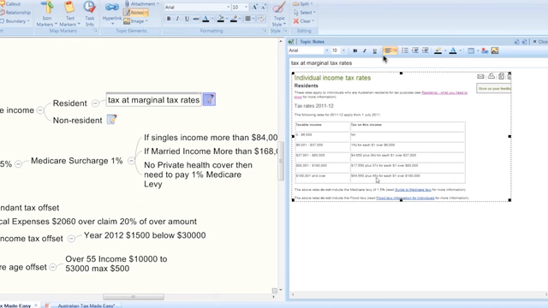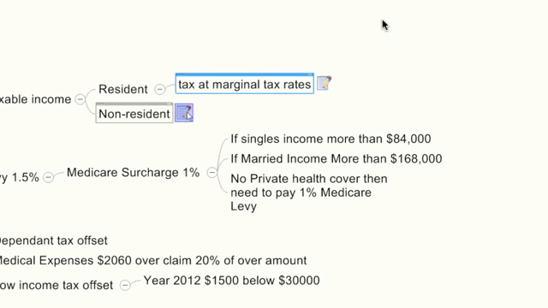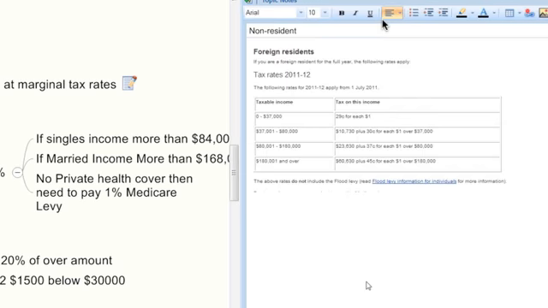So virtually, if you don't know how to do the planning properly and you don't get the accountant, top lawyer accountant like Warren, then you're going to pay a lot of tax. If you're a non-resident, then it's a little bit different. So let me just show you the non-resident rate.